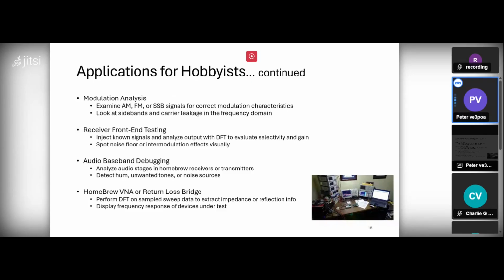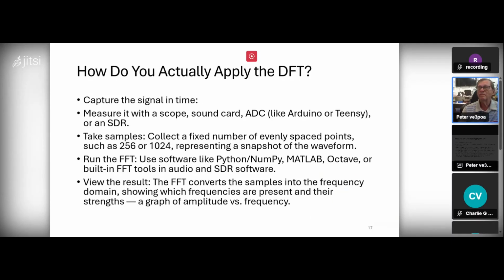And here, just a continuation of other things that we can do: modulation analysis, front end receiver testing, audio band, baseband debugging, etc.